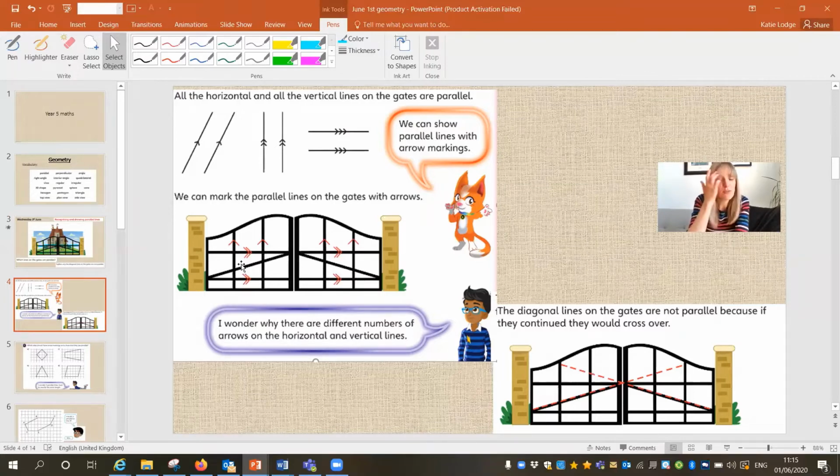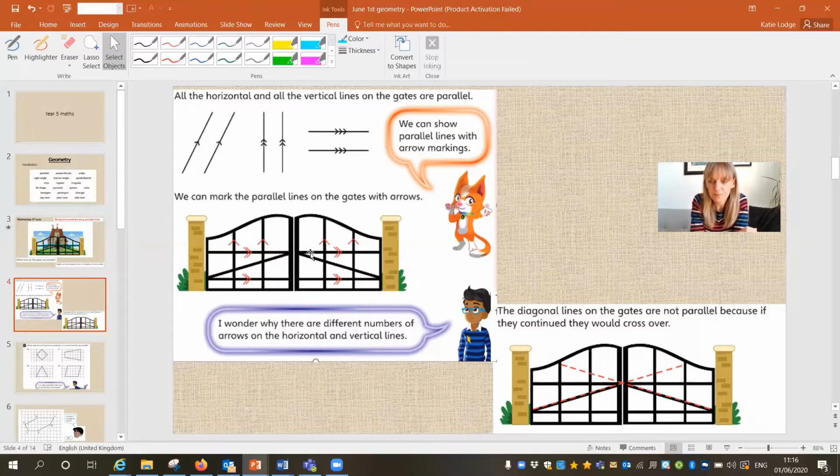Well, I can tell you that they're there to show that they're different sets of parallel lines. So the vertical parallel lines, they're one set. So there's only one arrow because they're all going in that direction. Now the horizontal parallel lines are going the other way, and they're a different set. So to show that they're a different set, we've put two arrows on there. And that's how you show parallel lines, that you put a little arrow, show where they are, which one they're parallel to, and the number of arrows that you draw will show the reader which ones are parallel with each other.